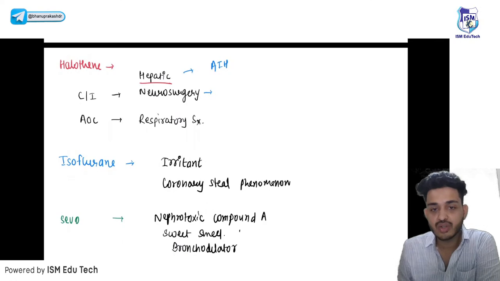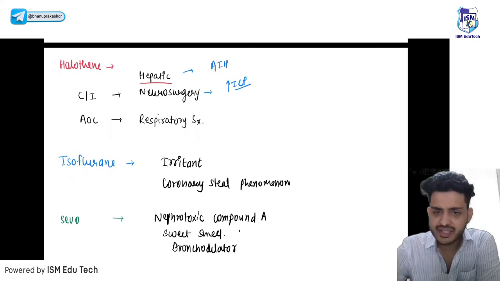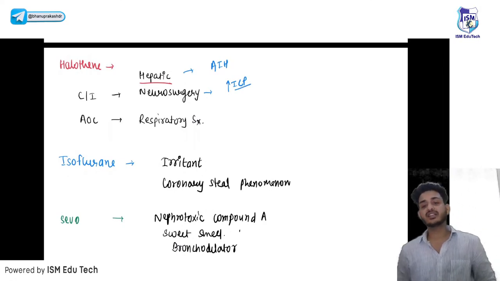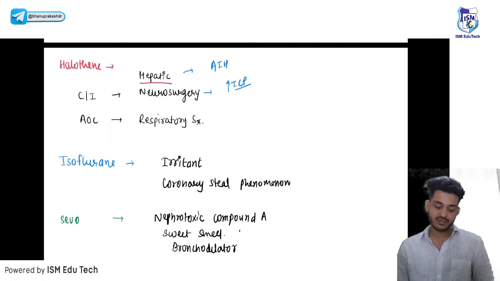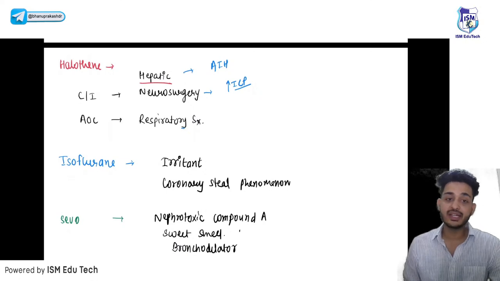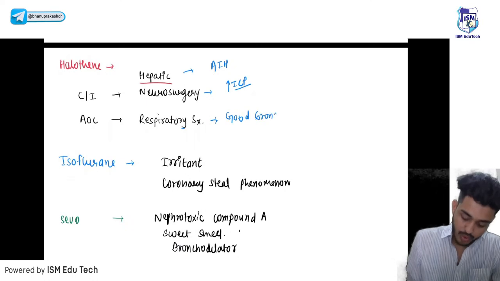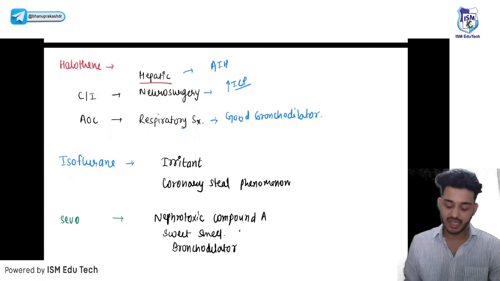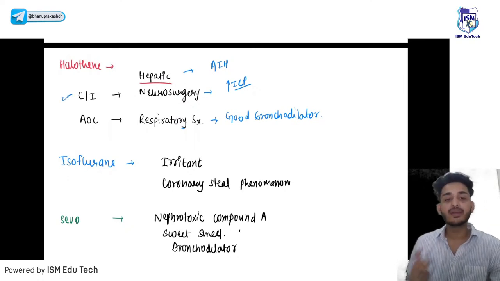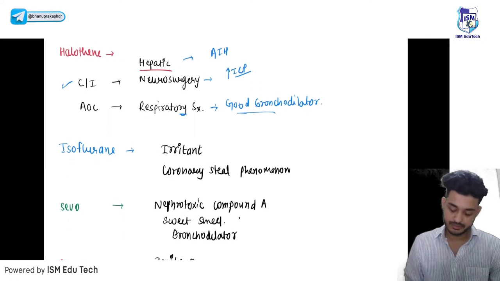In neurosurgeries it is also contraindicated, because it will increase the ICP. All inhalational agents increase ICP, but this increases the ICP the highest amount, so we avoid it. Next, it is the agent of choice for respiratory surgeries, because it is a good bronchodilator. These are the points that have been asked in examinations. So halothane is contraindicated in hepatic surgeries and neurosurgeries, and it is the agent of choice for respiratory surgeries, reason being it is a very good bronchodilator, right?